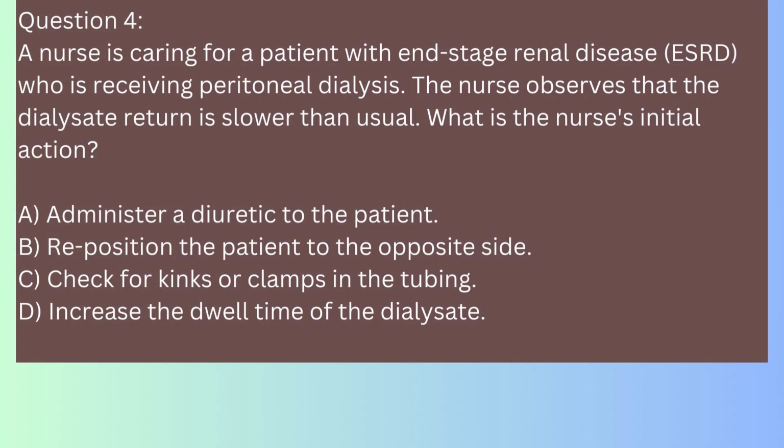Question 4. A nurse is caring for a patient with end-stage renal disease (ESRD) who is receiving peritoneal dialysis. The nurse observes that the dialysate return is slower than usual. What is the nurse's initial action? A. Administer a diuretic to the patient. B. Reposition the patient to the opposite side. C. Check for kinks or clamps in the tubing. D. Increase the dwell time of the dialysate.